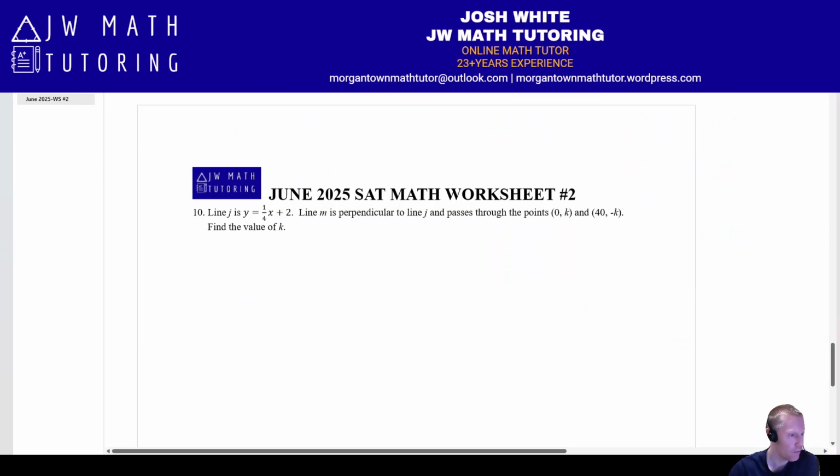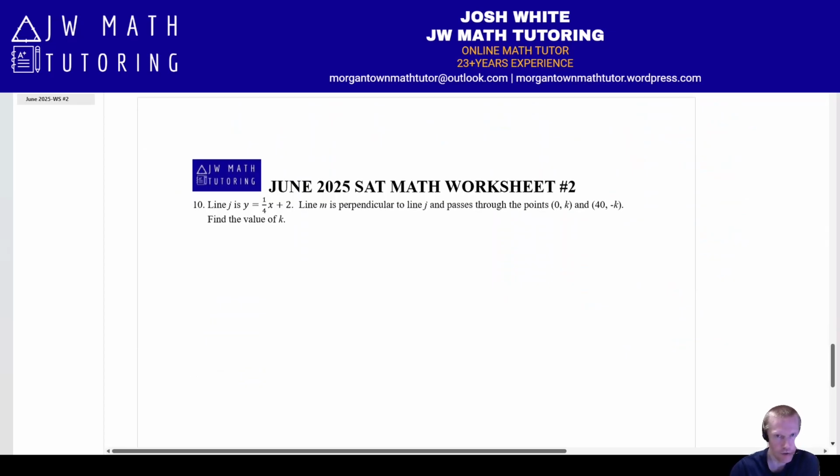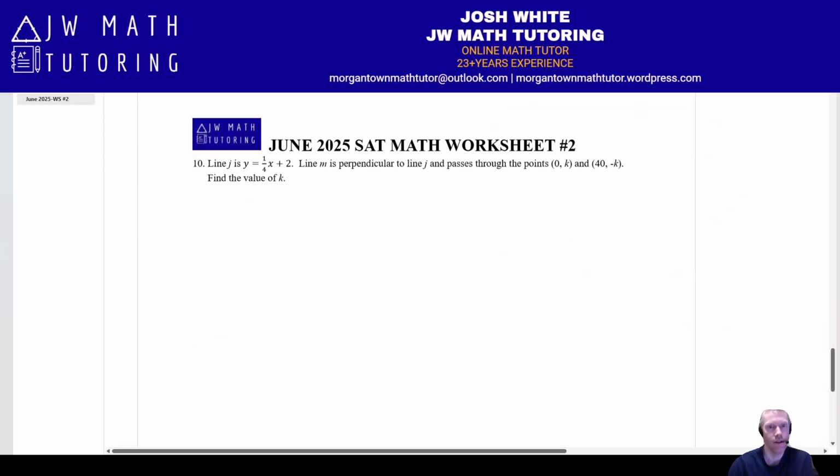All right, now let's look at the last problem, question number 10. Here you're given the equation of a line, and you're told about another line which is perpendicular to it, and you're told 2 points that this perpendicular line passes through, both of which have a constant in it. What is the value of that constant? All right, so first I'll show you how to do it by hand, and then I'll show you how to do it on the calculator.